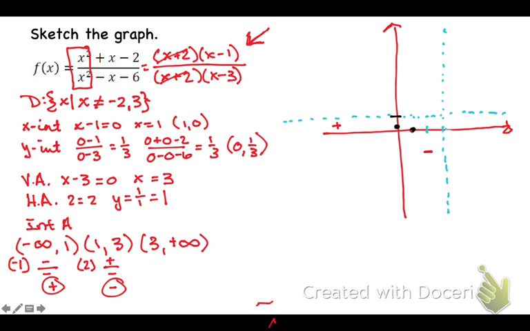And then 5 is bigger than 3. So 5 minus 1 is positive. And 5 minus 3 is positive. So the whole thing is positive. So it's going to be up here because there is no x-intercept right here, so it can't be here. So now I'm just going to draw my curve.